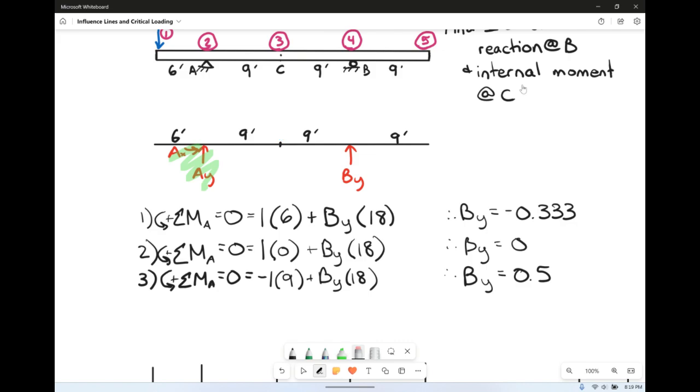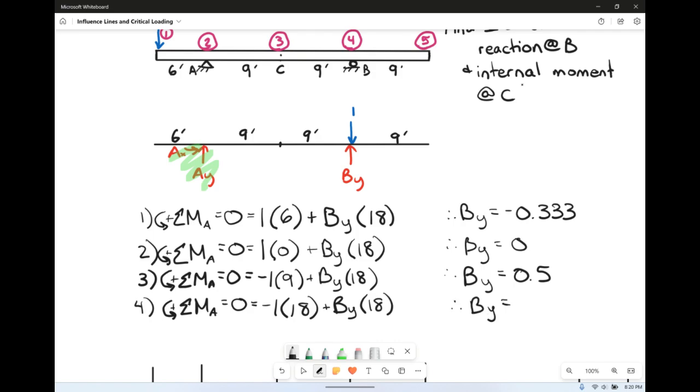Then, if we unload it and load it now at spot 4, do the same thing again, sum the moments about A, set it equal to 0, taking counterclockwise to be positive. We have negative 1, that's our point load, times 18 feet, plus BY also times 18 feet. So BY equals 1.